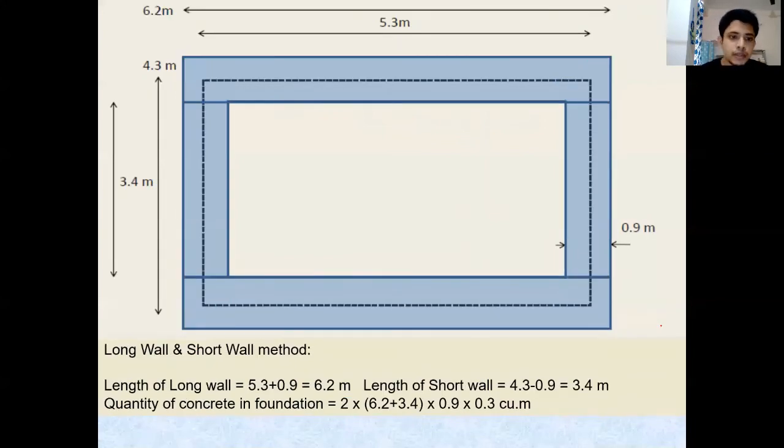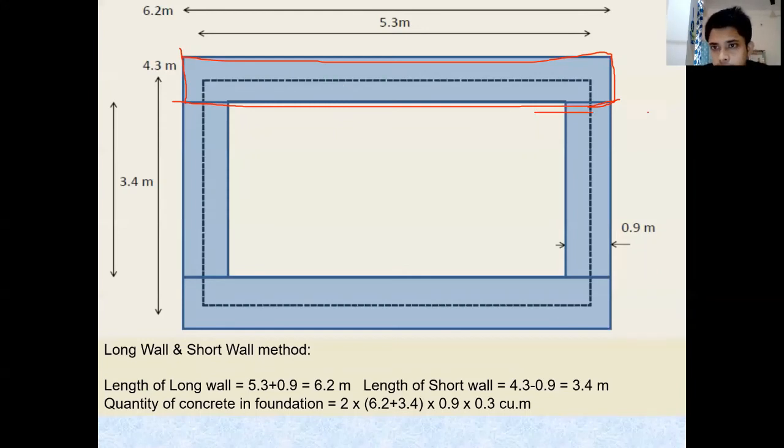Then in this method we are using the long wall and short wall method. Now in the long wall short wall method, for the entire length of the longer side, out to out we are measuring the length. Center to center we have, then plus half of the breadth on one side and half of the breadth on the other side, we get the total length.